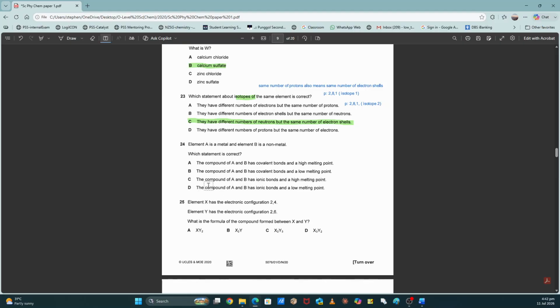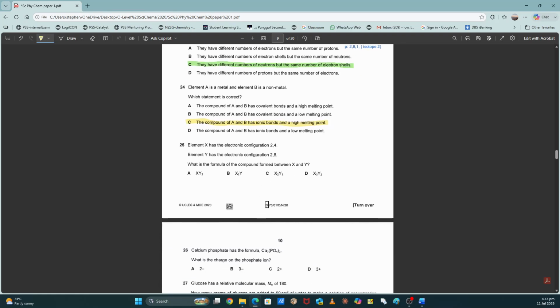And of course, is this the correct answer? No, right? Because we all know that ionic compounds have a high melting point.